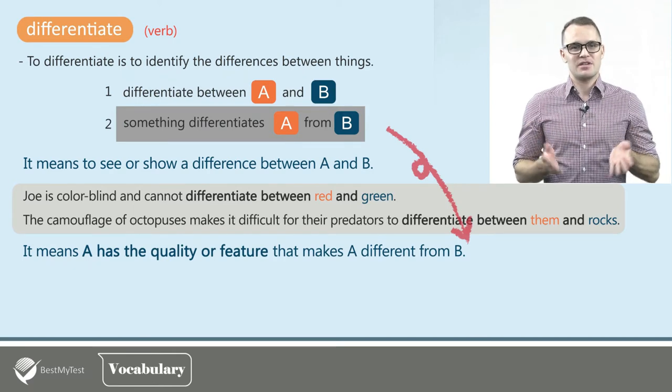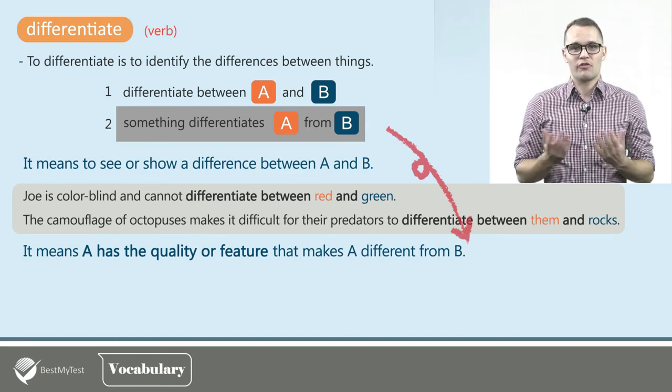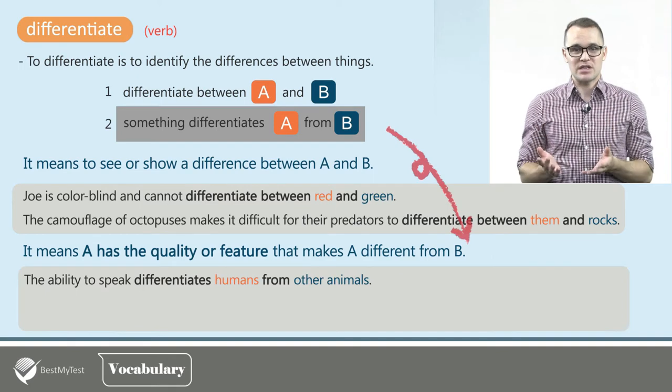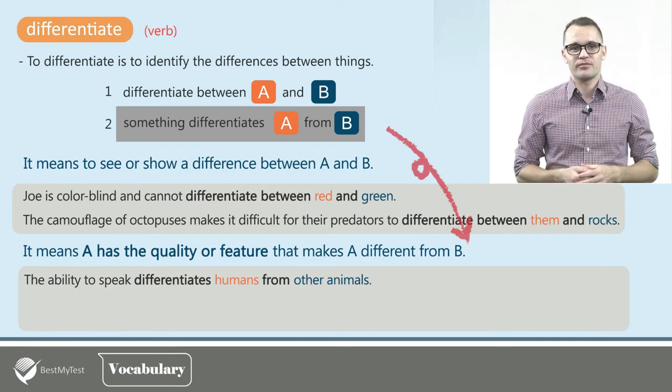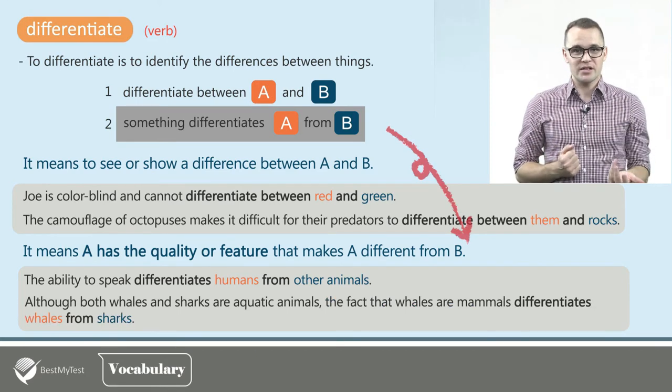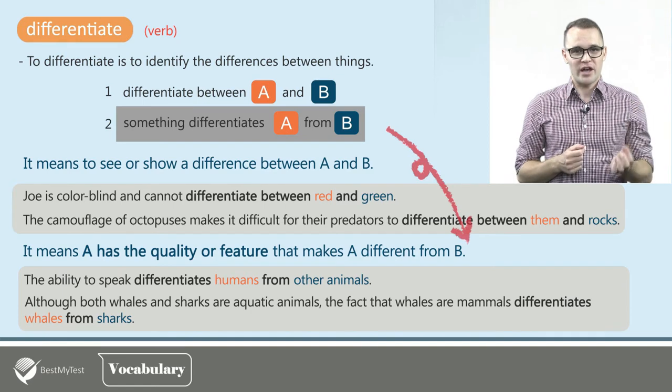But something differentiates A from B means A has the quality or feature that makes A different from B. For example, the ability to speak differentiates humans from other animals. Although both whales and sharks are aquatic animals, the fact that whales are mammals differentiates whales from sharks.